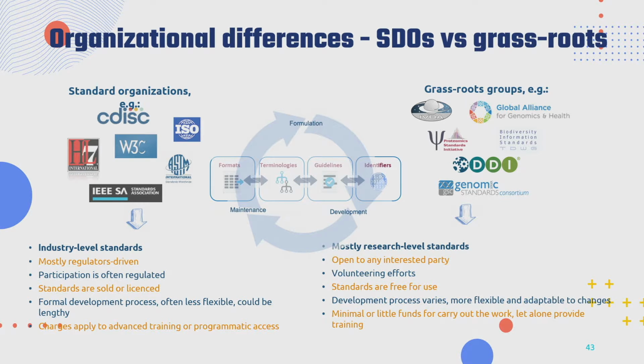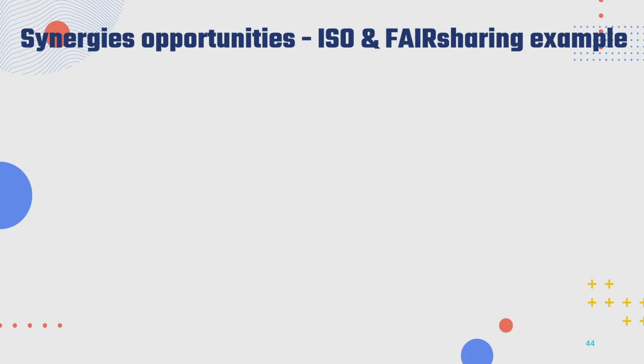You have all the grassroots communities that do develop things for free. And everything is at research level, driven by the need of the researcher, by new technology, by a new data type, by a new community. It's all volunteer. They are free, but that's why you have less documentation, and you have more challenges in that sense.